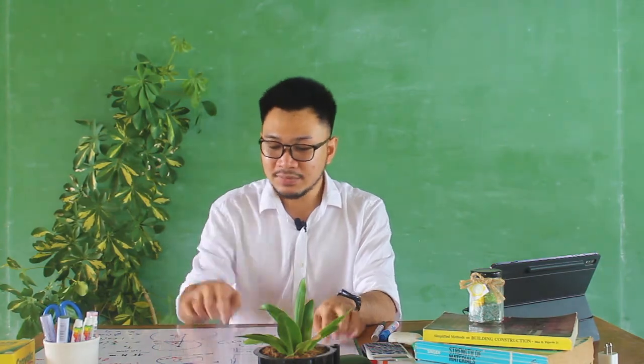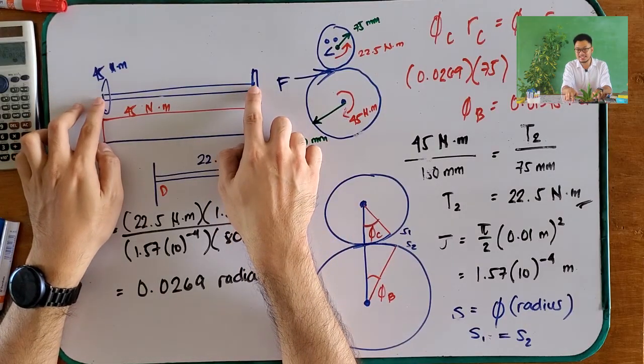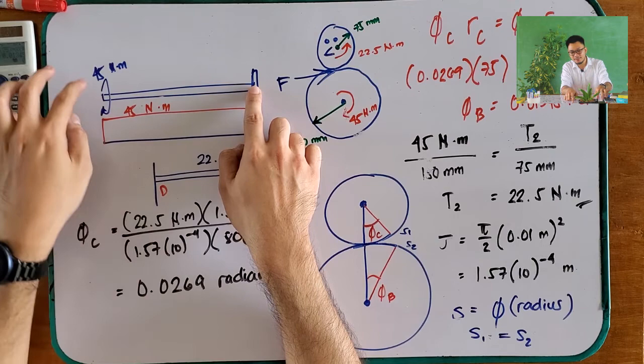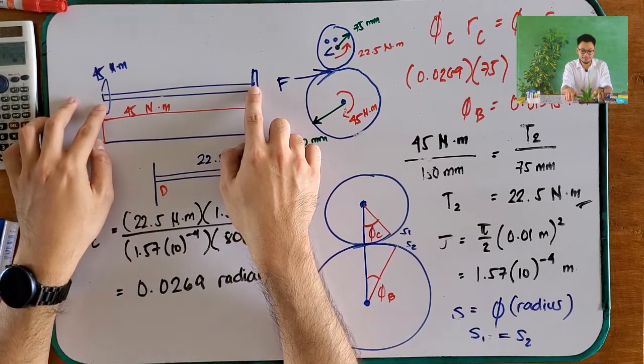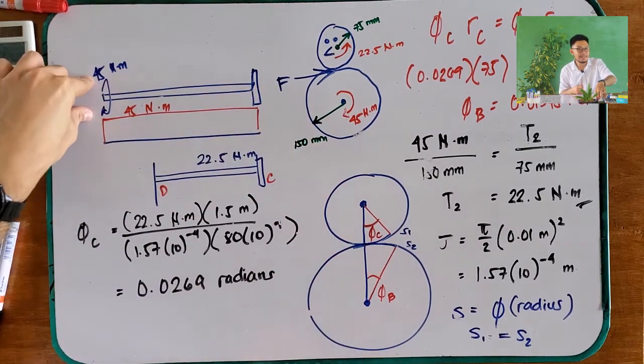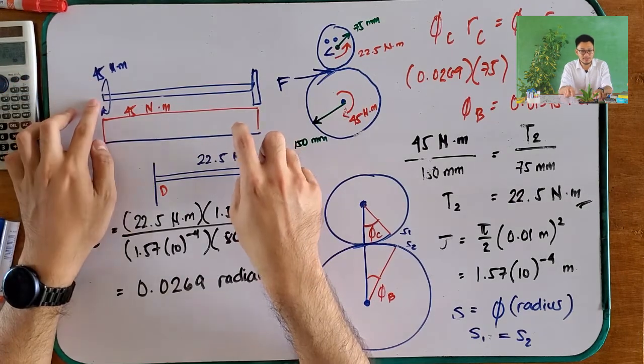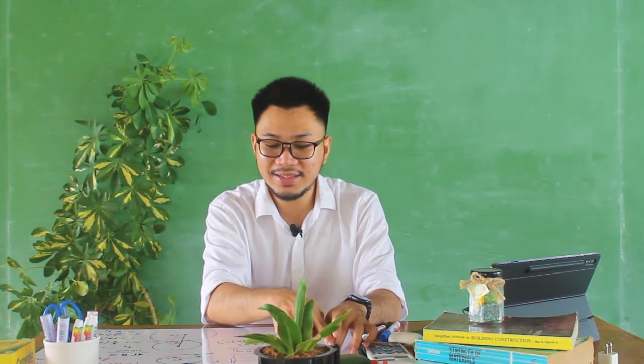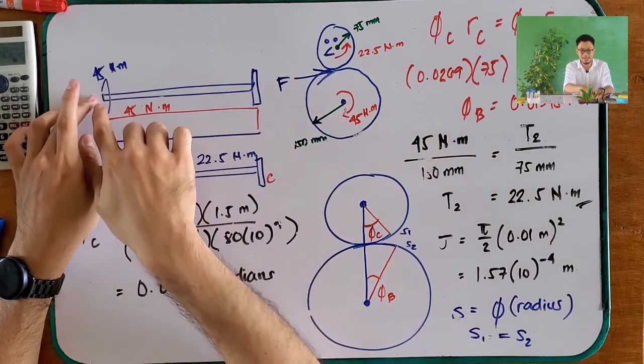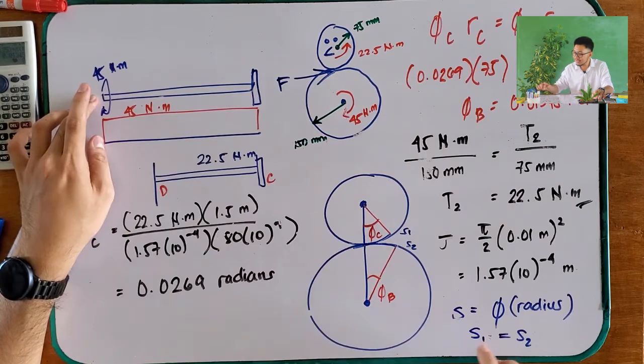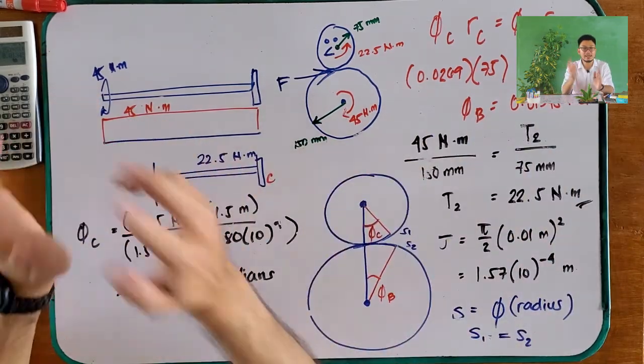But it doesn't end there. Because there is also deformation in this segment because of the 45 Newton meter load. So therefore, it produces an angle of twist of A with respect to B. So, we will also solve for that one, and then later on, when we solve for the angle of twist of A with respect to B, then we will add this one to get the total deformation or the total angle of twist of your A.